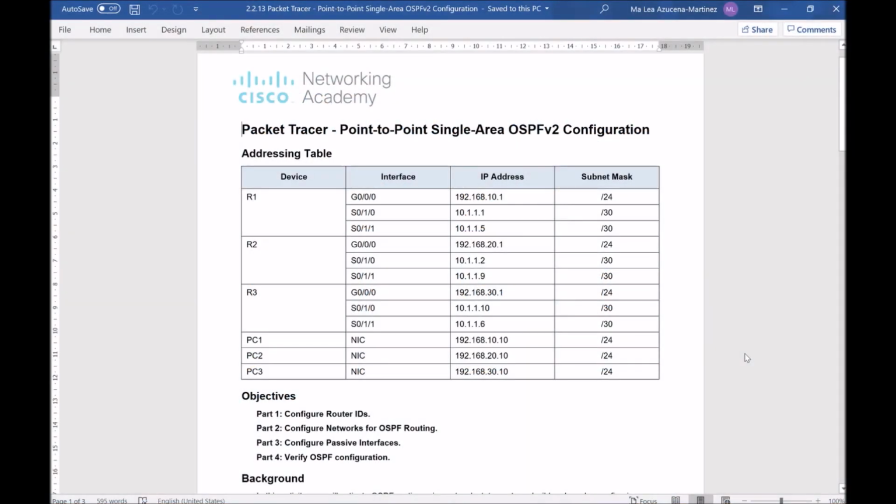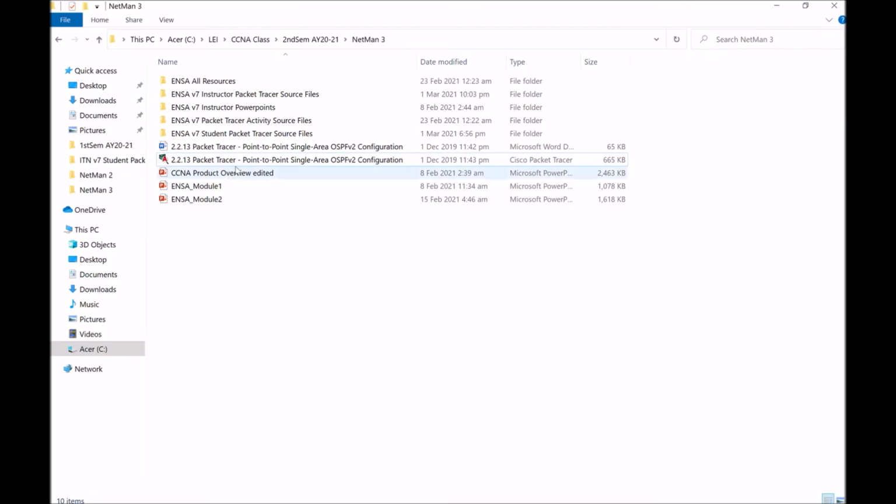Good day, everyone. Today we'll be doing a Packet Tracer activity entitled Point-to-Point Single Area OSPFv2 Configuration. This is Packet Tracer activity 2.2.13 under the Enterprise Networking, Security and Automation CCNAv7 ENSA course. And so, let's open our Packet Tracer file.